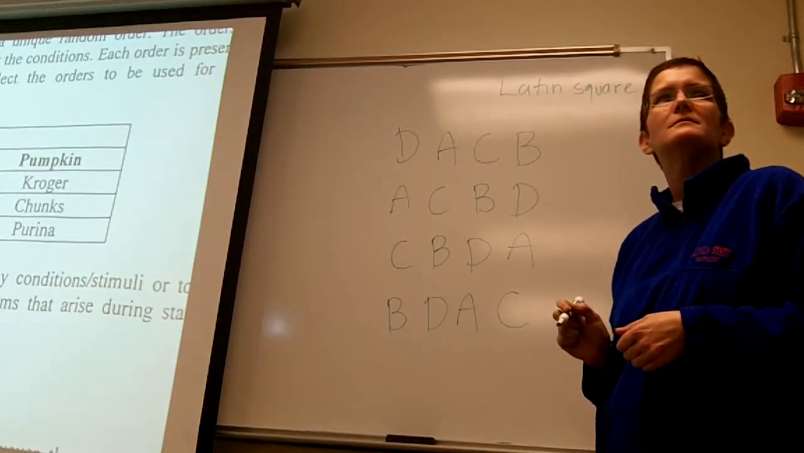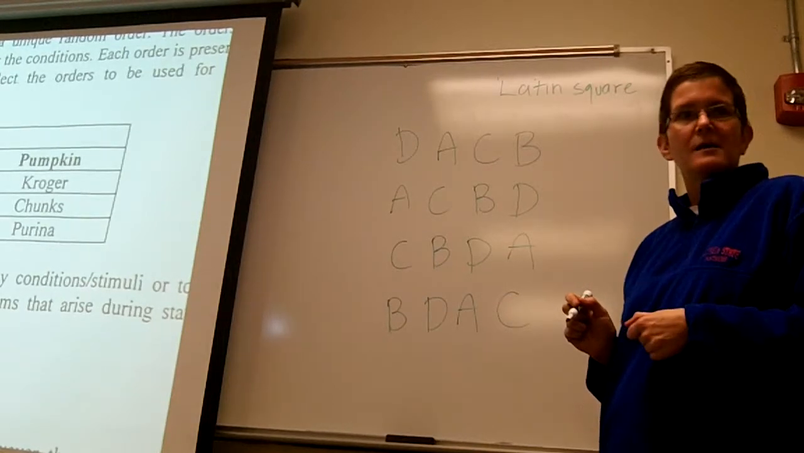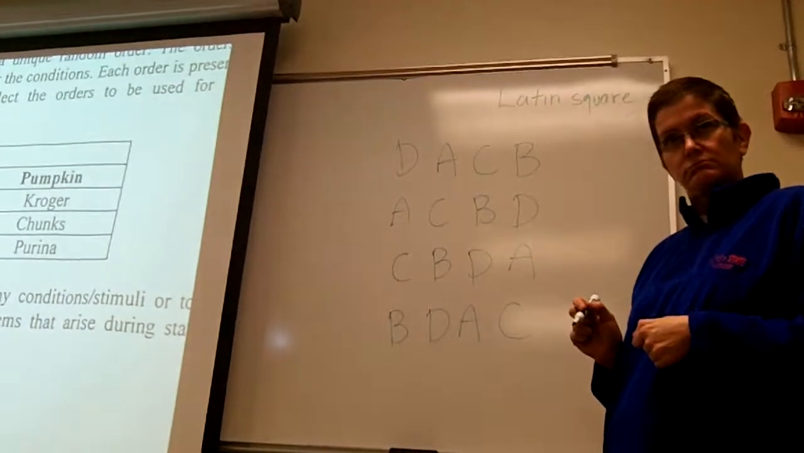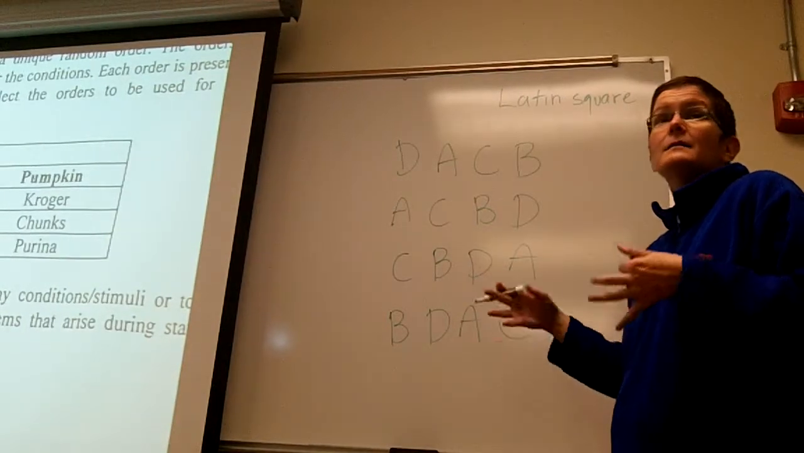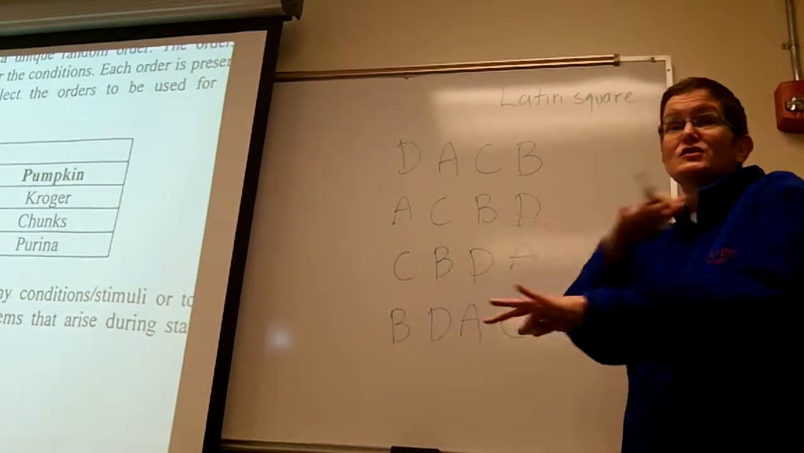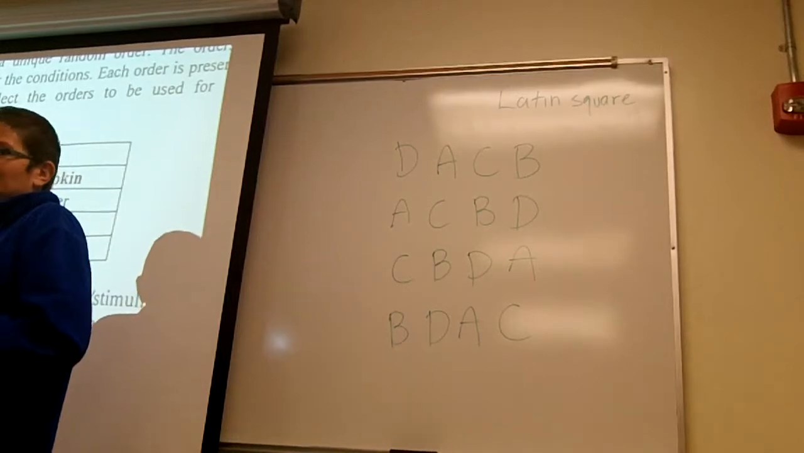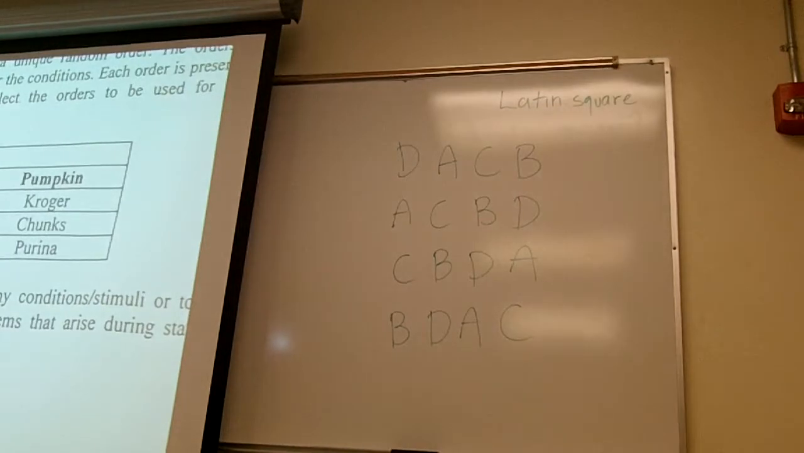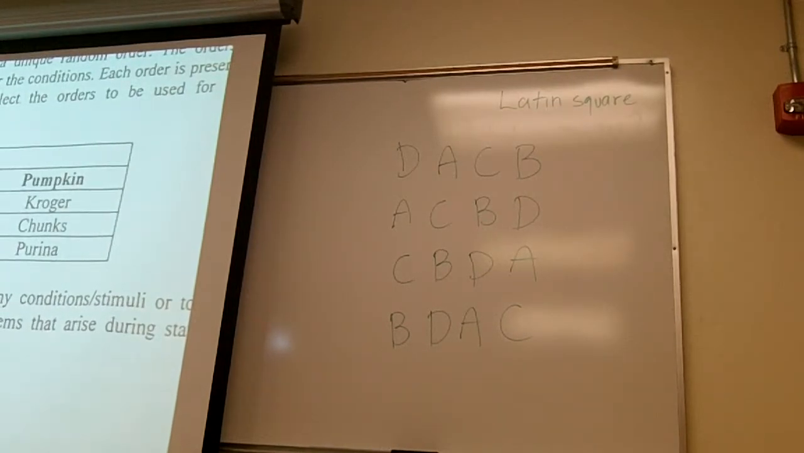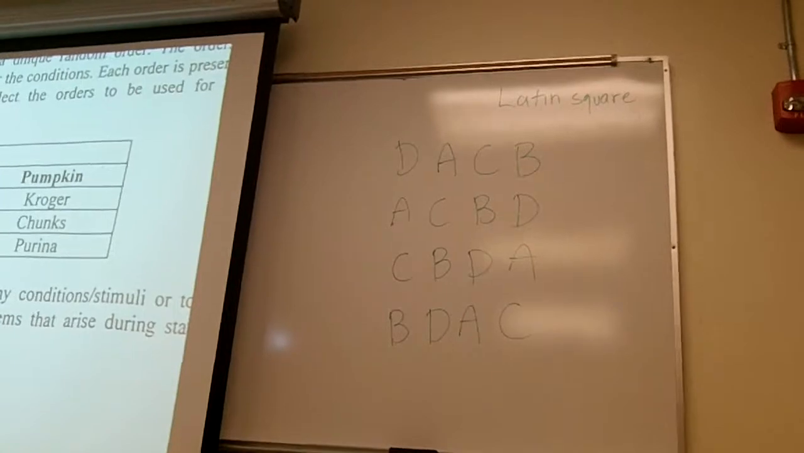It's a square. That means you have the same number of rows as columns. Latin square, not Latin rectangle. So stop after, because with 4, we've got every condition in every position, so stop. If you do another one, you'll have extra. You don't want extra. You want everything to be even. You want the same number of data points in every condition.